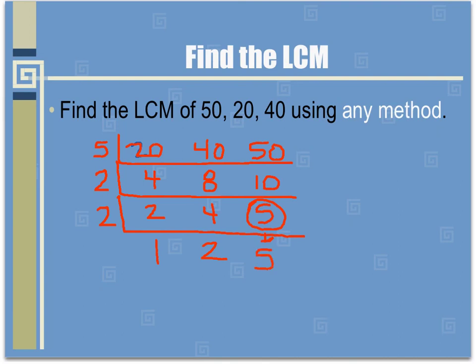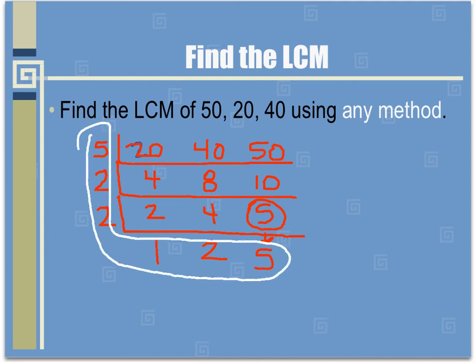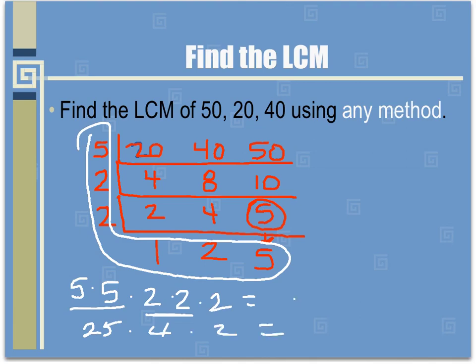Now notice I can't use any factors of those three numbers, so now I'm going to work with what's inside my letter L. Here's my letter L again. So then my LCM would be 5 times 5 times 2 times 2 times 2. I can leave out the 1. So 5 times 5 is 25. 2 times 2 is 4. 25 times 4 is 100. Times 2 is 200. So my LCM that you should have gotten would be 200.